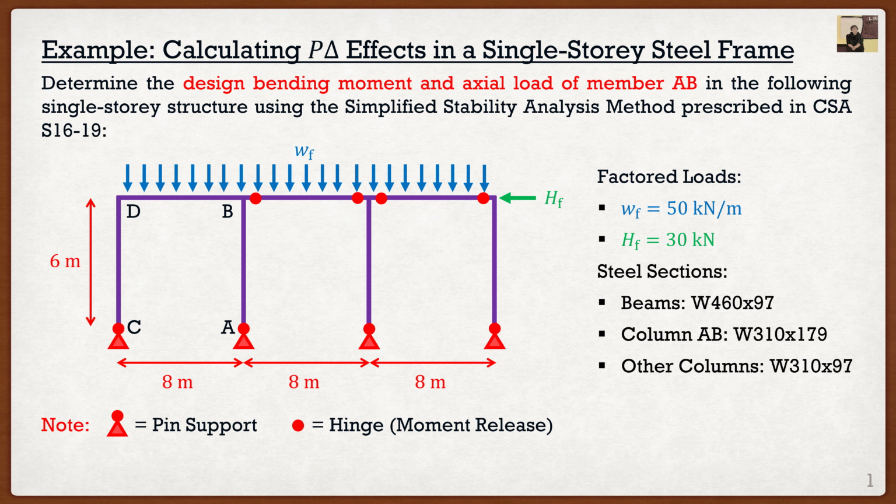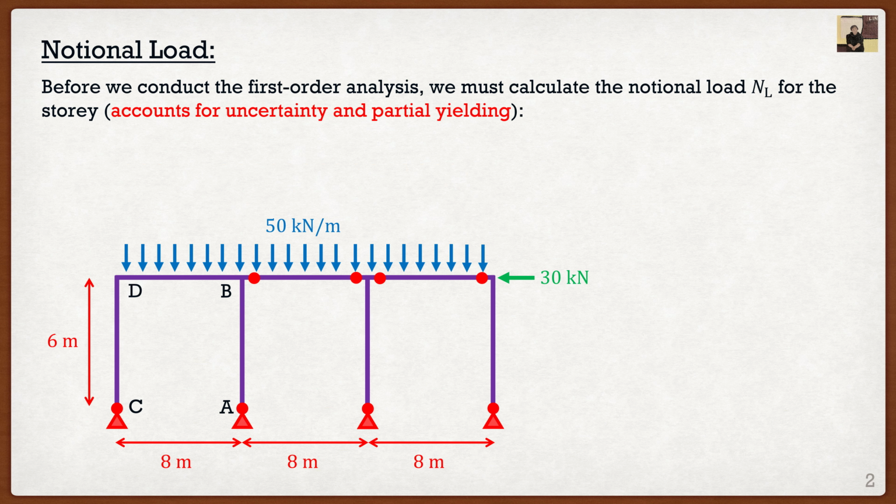All right, so now that we have everything, we can actually jump into the example. So the first thing that we have to do, no matter if we are doing a P delta analysis or this simplified procedure, is we have to calculate something called the notional load. So as we talked about in the theory, S16 requires us to not only have our applied lateral load, but apply a second lateral load called the notional load, and this load basically accounts for any uncertainty in our structure, partial yielding of some of the members, stuff like that.